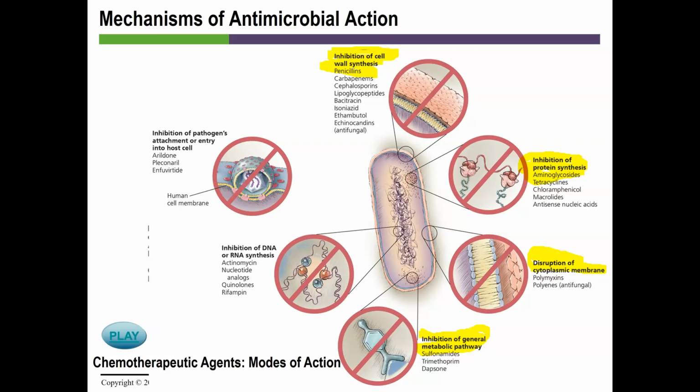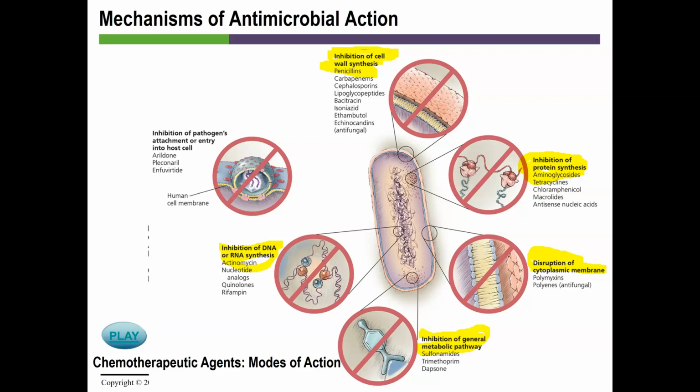The fifth mechanism of antimicrobial action is inhibition of DNA or RNA synthesis. Typically there's going to be a drug that interferes with some enzymatic process that's occurring during DNA or RNA synthesis, that is obviously different from our own enzymes, and it can prevent the bacteria, or pathogen of whatever sort, from being able to replicate.